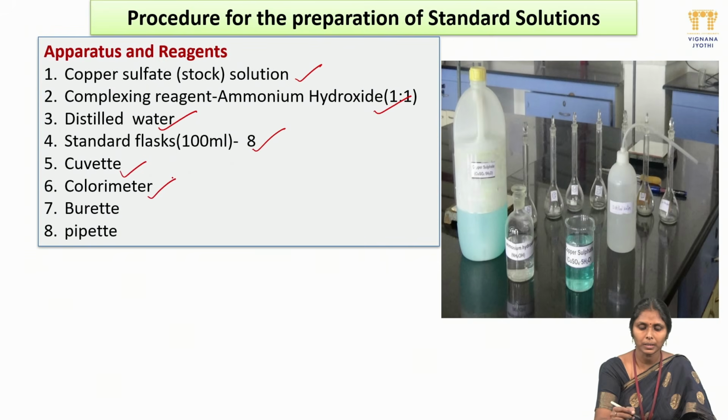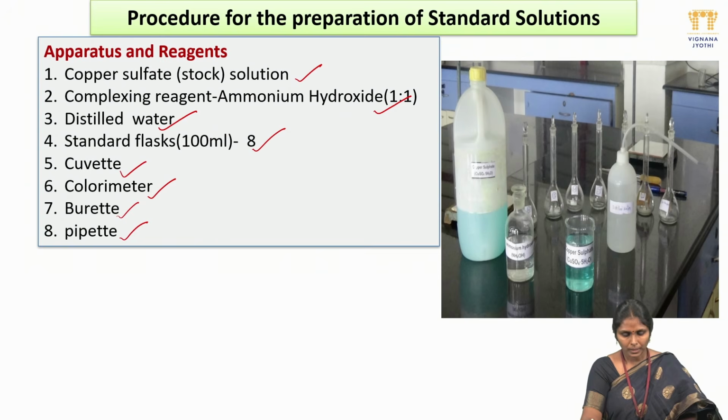Then we use the major instrument, called a colorimeter. Then a burette, used to measure the solution filled in each standard flask. Then a pipette, used for making the solution up to the 100 ml mark. So these are the apparatus and reagents, and this is the setup for this technique.